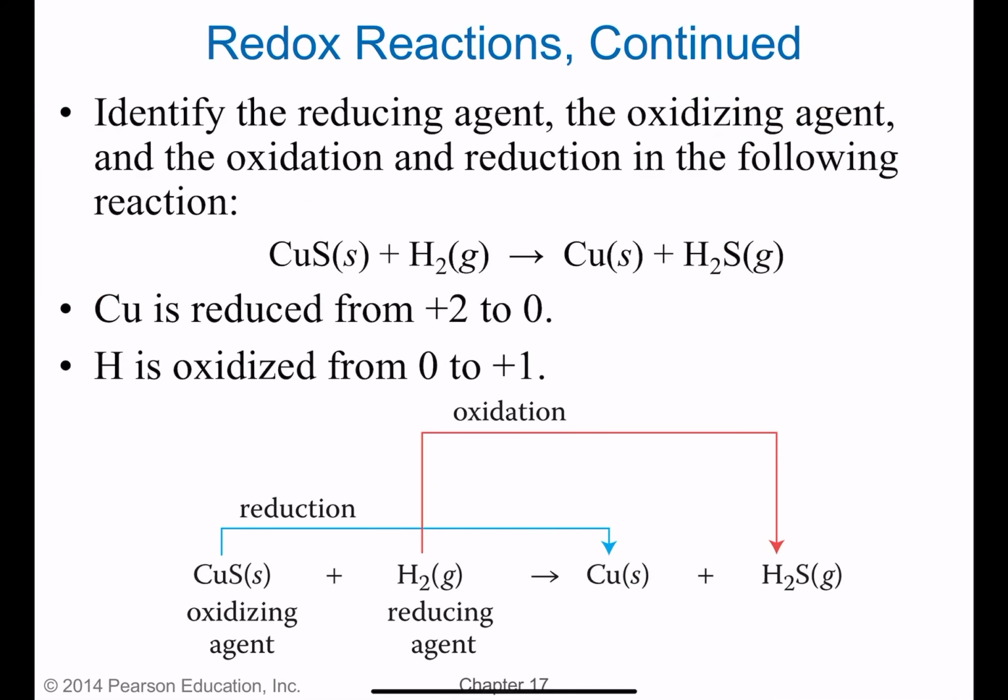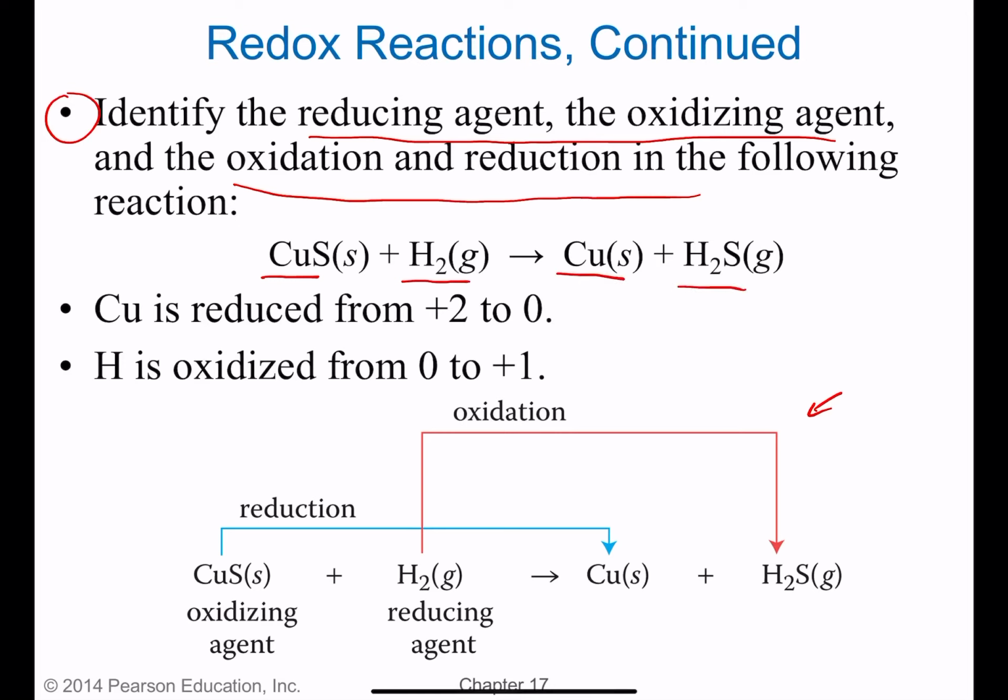Now, normally when we write redox reactions, we'll use these tie line methods to kind of spell it out and keep track of what's going on. So in this example, we're just going to practice with these new terms. So we're going to identify the reducing and oxidizing agents and whatever's being oxidized and reduced, and also take a look at the electrons. So we've got copper sulfide plus hydrogen gas making copper metal and hydrogen sulfide.